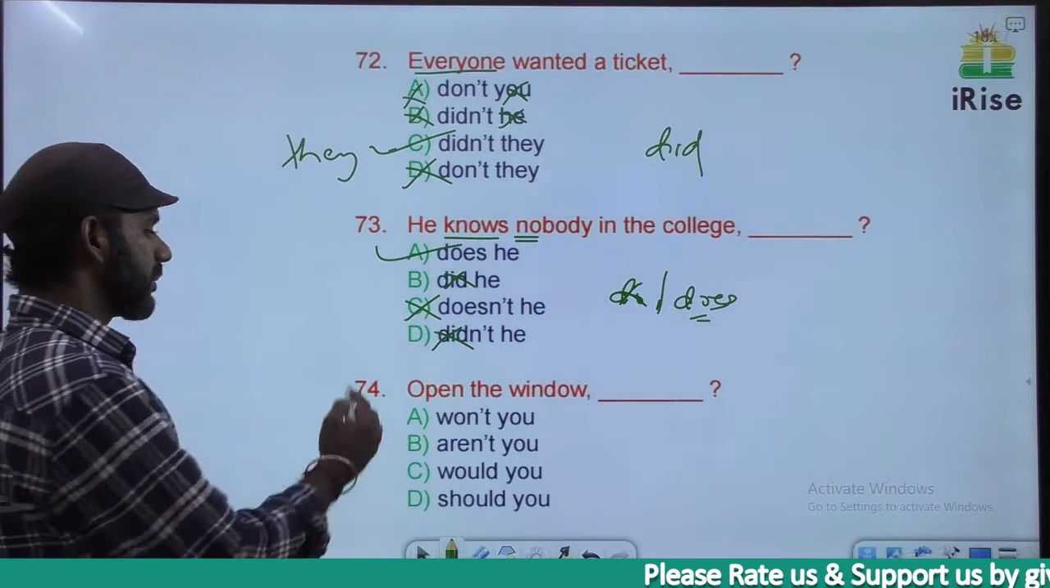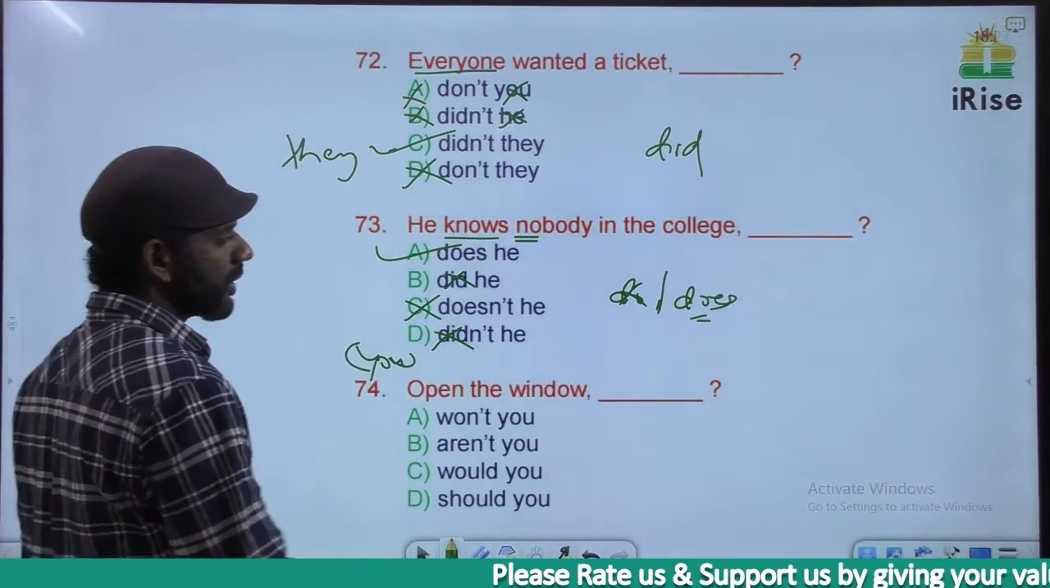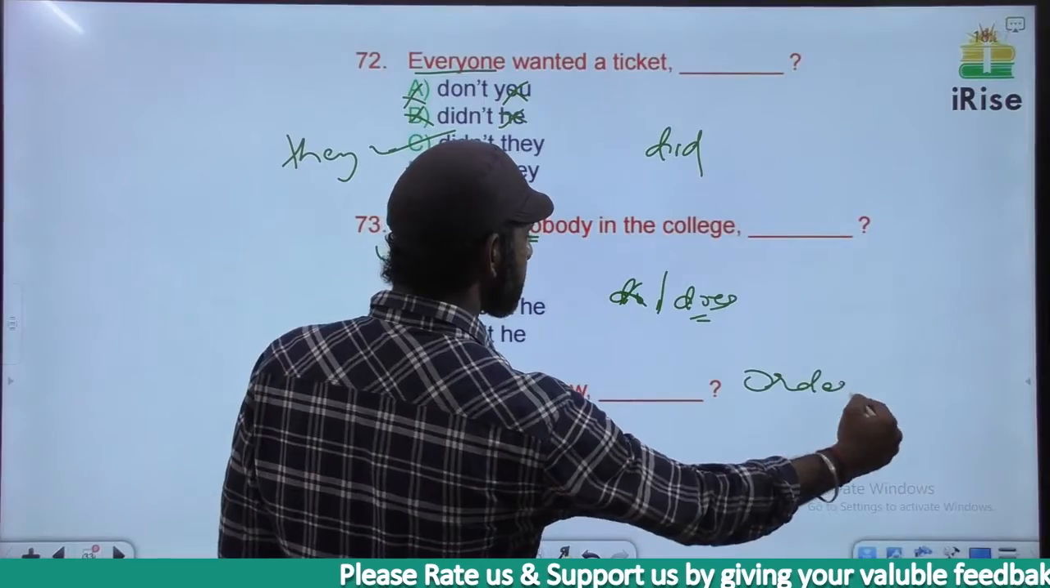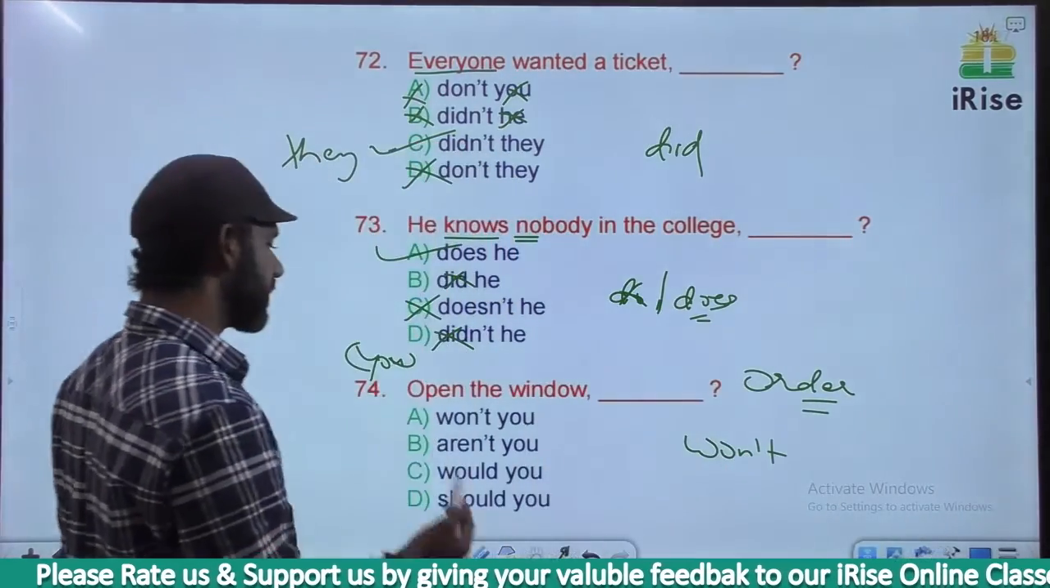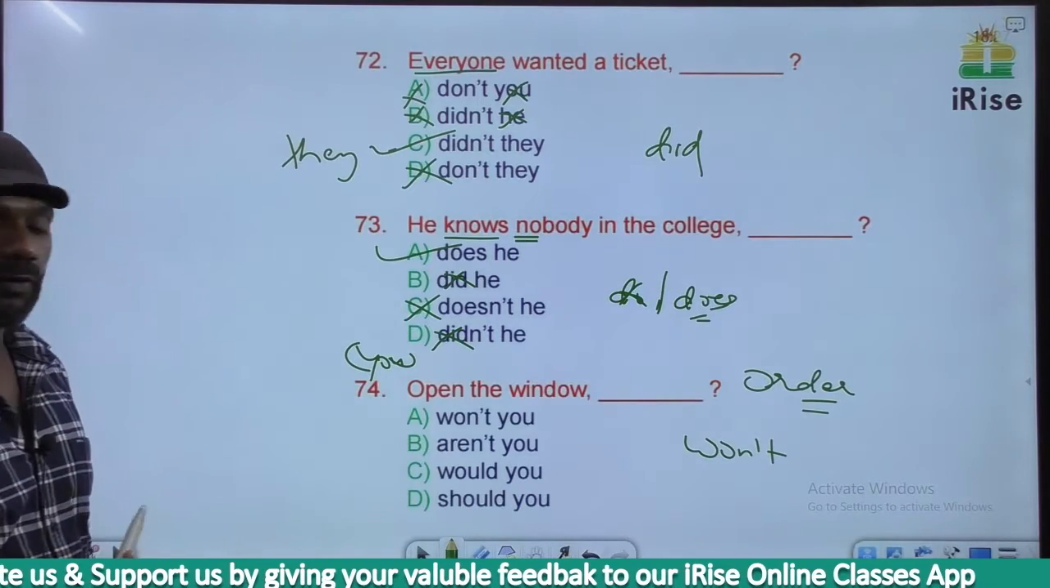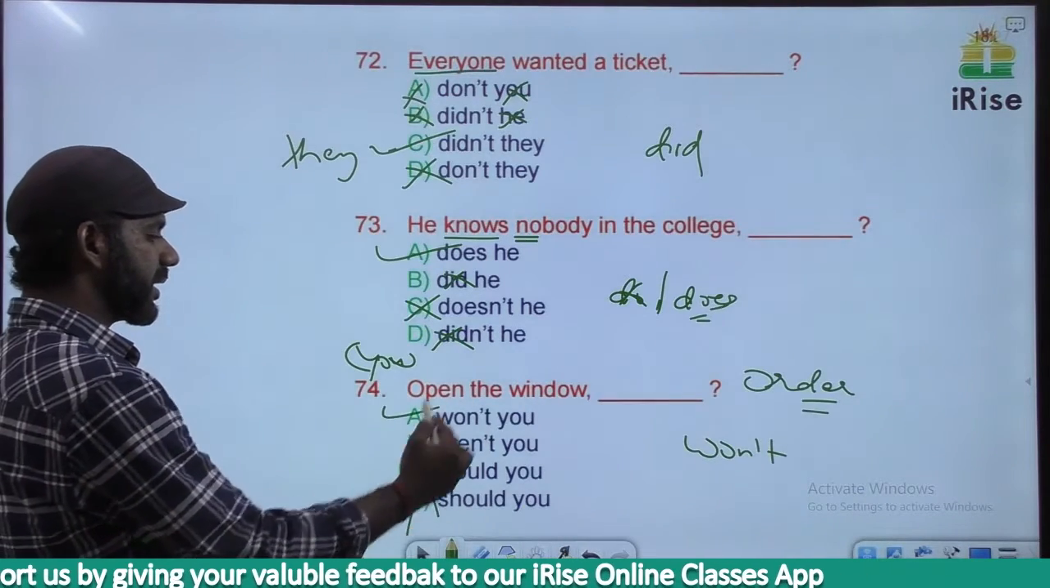Open the window means you open the window. Order, the subject here is you, understood. We have to go for won't in the option. The subject is you, so it must be won't you. B, C and D are eliminated.